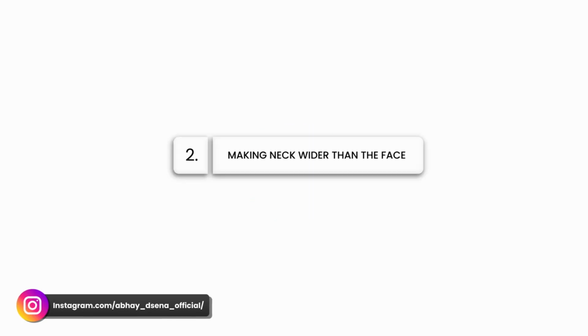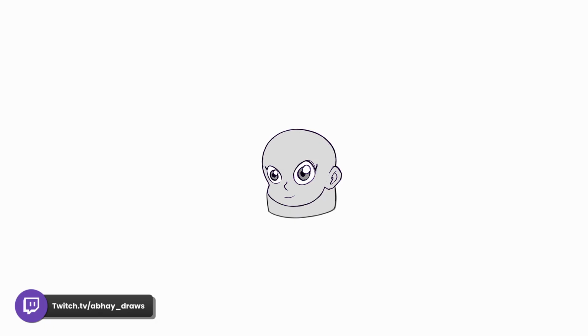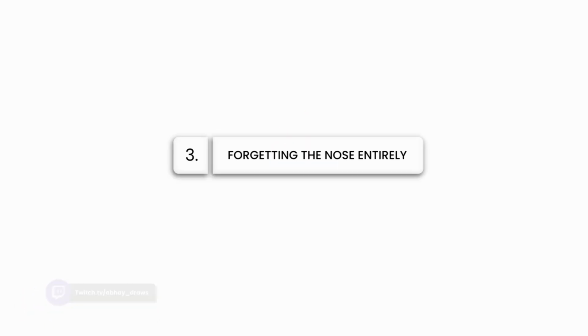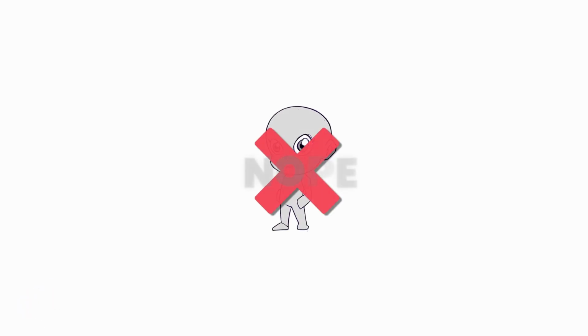Top 3 mistakes to avoid. Giving SD characters realistic necks. Nope, that's jadta over cuteness. Second, making the neck wider than the face. You are not building a fortress. Third, forgetting the neck entirely, unless it's your style. That becomes a sweet repeat of structure.